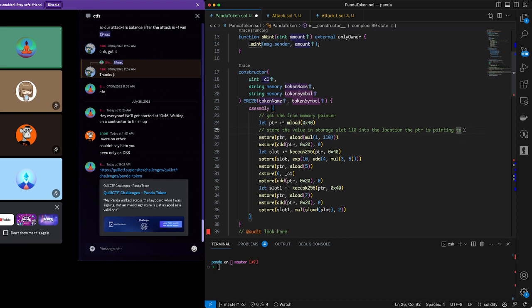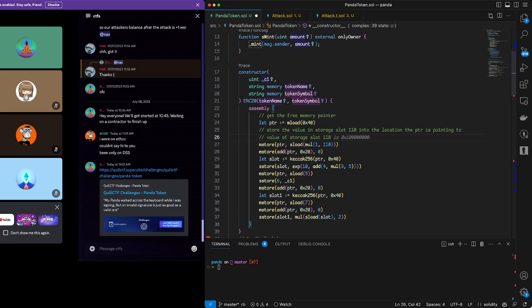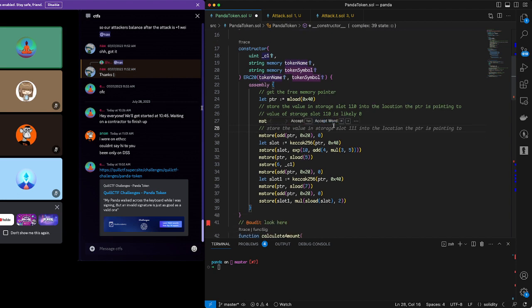To note, again, the value of storage slot 110 at this point in time is likely 0. That's the hypothesis. I haven't seen anything that would give me a reason to believe that it's not 0 there. Okay, Copilot's trying to beat me to the explanation.